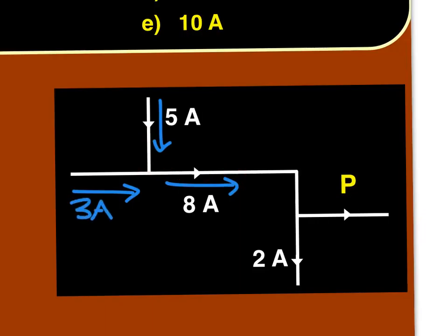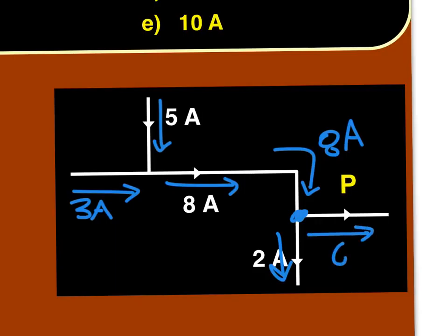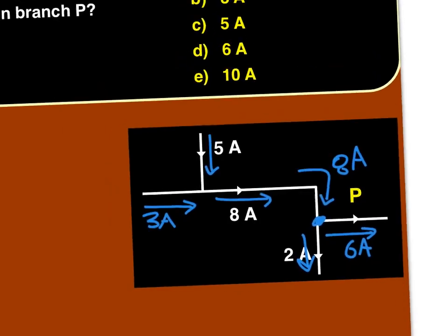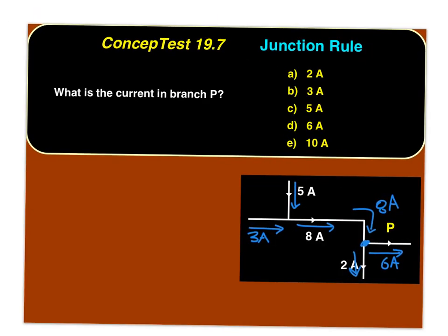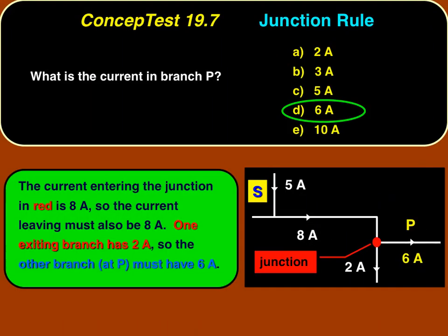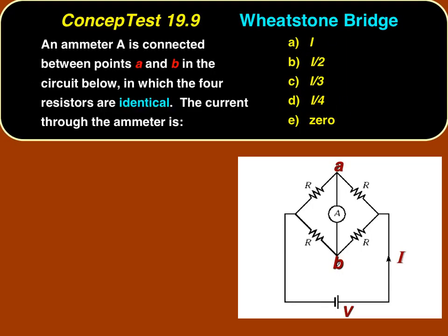Just think of people walking down the hallway. So 8 amps come to this junction. These places where the wires split, we call junctions. And so if 2 amps is going this way, we know that 6 amps should be going that way. So that's a little introduction to these loop rules that we'll get into next time. But a junction is just a place where roads diverge. And I got 6 amps.